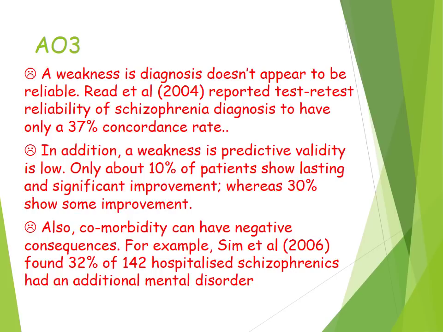Now, equally, co-morbidity can have negative consequences. So Sim et al. found that 32% of schizophrenics had an additional mental disorder, which can have a massive consequence. Equally, this led to patients with schizophrenia receiving lower standards of medical care, which could affect their prognosis and their improvement and treatment of their diagnosis.